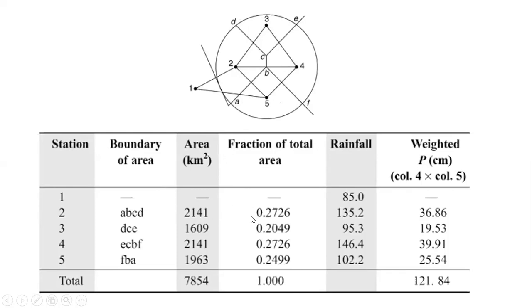Then I know the fraction of the total area. If I know the total area of the circle, and the area of this polygon is so and so, I know the fraction, I know the actual rainfall. I can do the weighted average: P1 times A1 plus P2 times A2 plus P3 times A3, divided by A1 plus A2 plus A3 plus A4, and that gives me the weighted average rainfall over this entire area, which is 121.84.